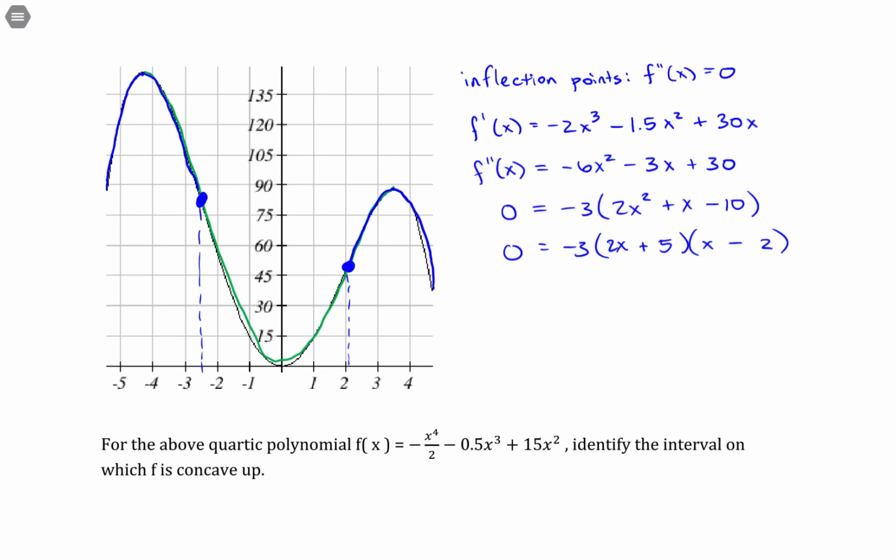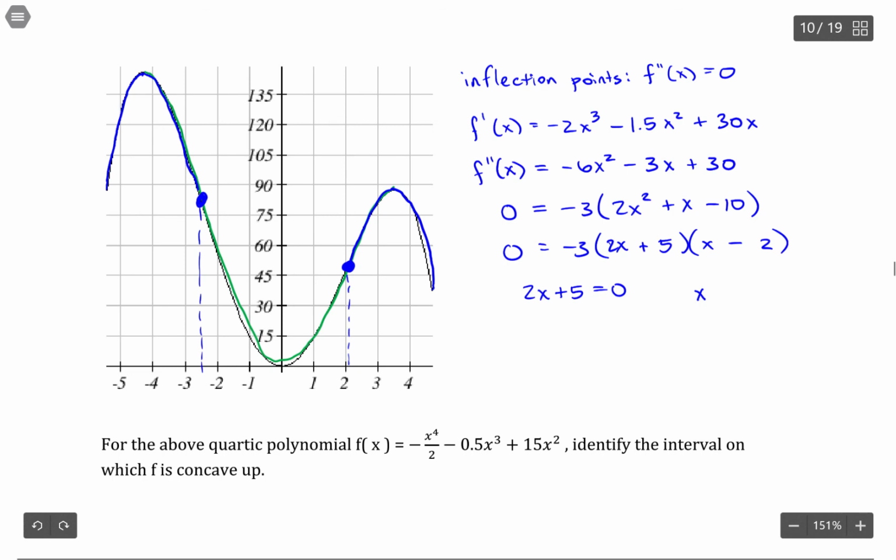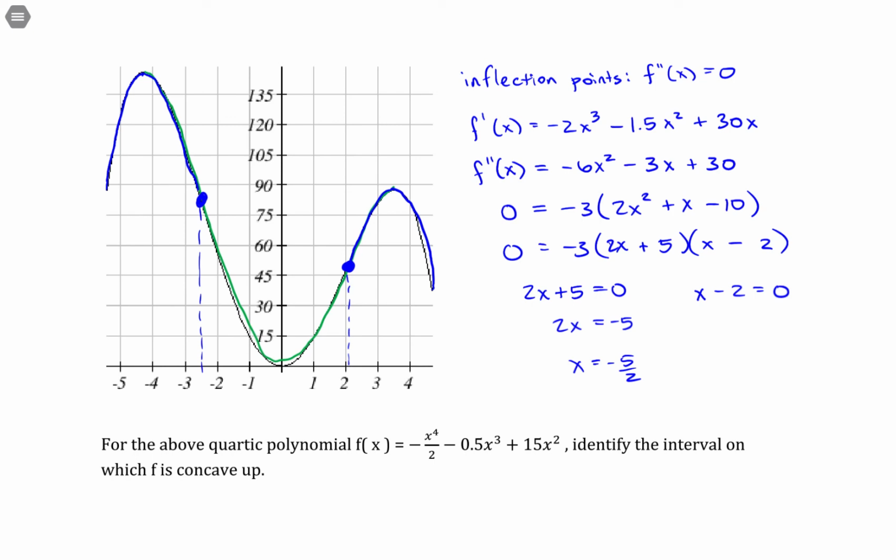Great. Okay, so if I take each of these factors and set it equal to 0, that's going to reveal the location of these inflection points. And so this is, of course, 2x equals negative 5, or x equals negative 5 halves, which is negative 2.5, like we said, and x equals positive 2. So those are, in fact, where the inflection points are, but if it's difficult for you to eyeball those, then you want to rely on the analytics to get them instead.